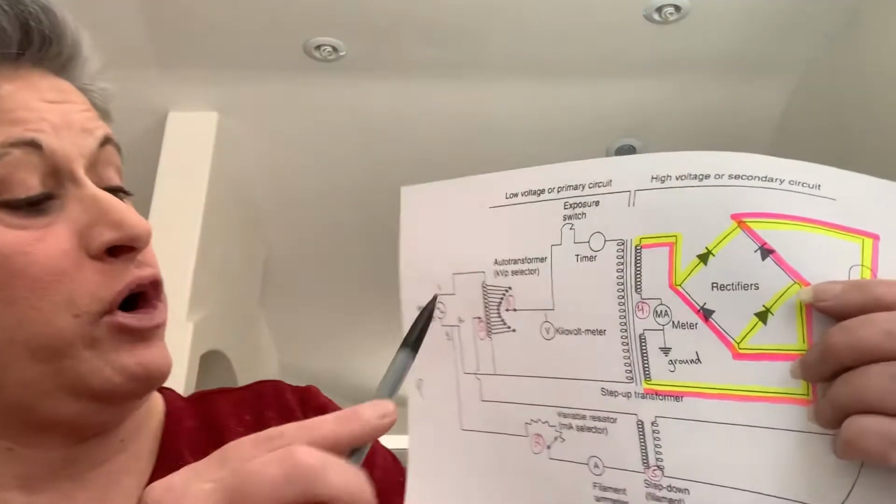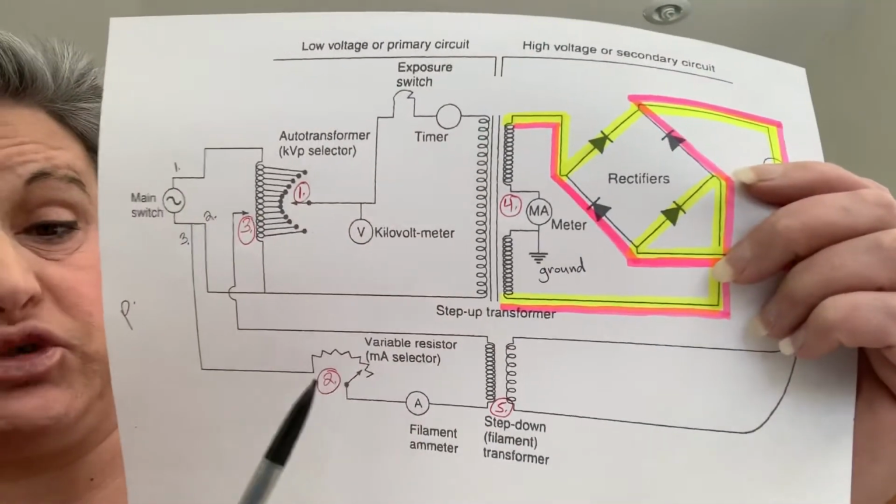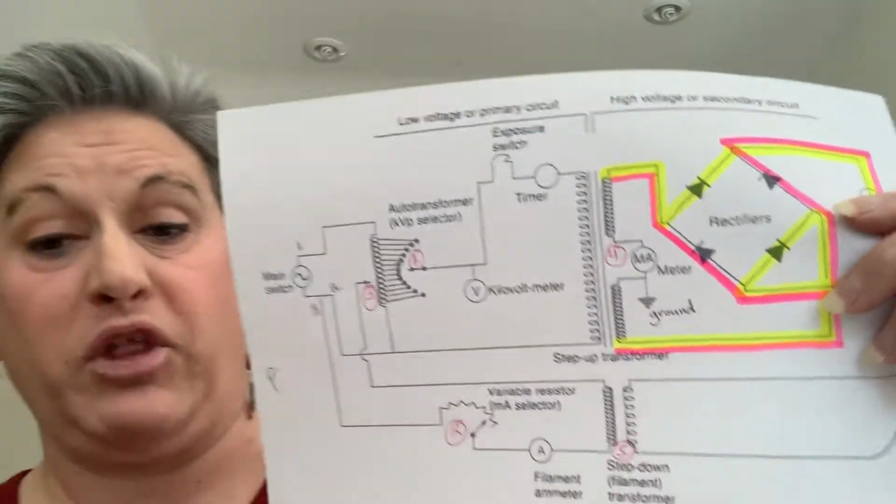The technique settings we will use in this case are 120 kilovolts, or kVp, and 25 milliamperes, or MA. Kilovolts are the quality or the strength of the X-ray photons, and the milliamperage is the quantity, or how many X-ray photons there are. You set the kVp with the auto transformer, right here. And you set the MA with the variable resistor, which is right down here. That's how you set the milliamperage.